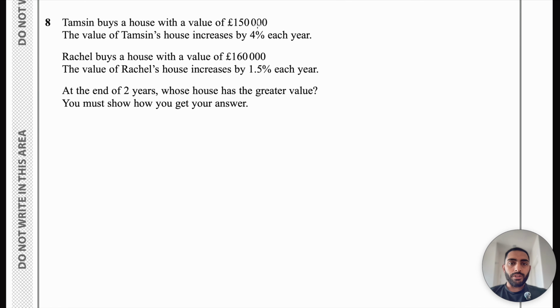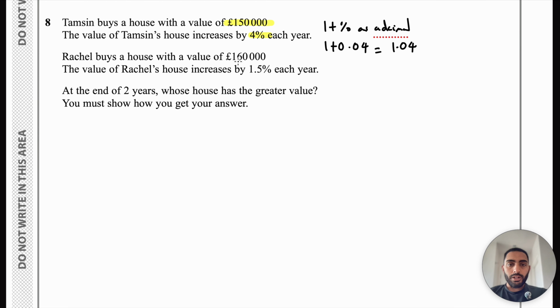Tamsin buys a house with a value of £150,000. The value of Tamsin's house increases by 4% each year. If it's a 4% increase, how would we write that as a decimal multiplier? If we're doing an increase, we do 1 plus the percentage as a decimal. So if it's a 4% increase, we do 1 plus 0.04, which means we'd multiply it by 1.04 to find the value of the house the next year.